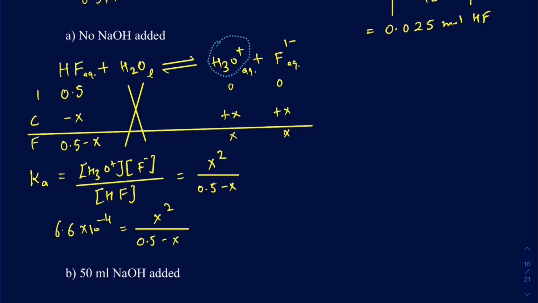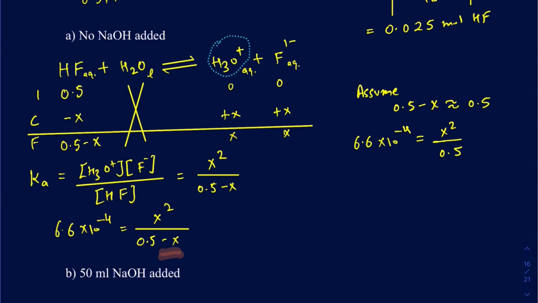I don't want to be really dealing with a quadratic equation, so I want to see if I can ignore this X here. And we can sure ignore this X because this 0.5 is going to be a lot bigger than this Ka value. As a result, we can just assume that 0.5 minus X is approximately equal to 0.5. And in that case, your equation becomes 6.6 times 10 to the minus 4 equals X squared divided by 0.5. Anytime you make an assumption, you usually have to state why you're making that assumption. So remember, this 0.5 is much bigger than your Ka value.